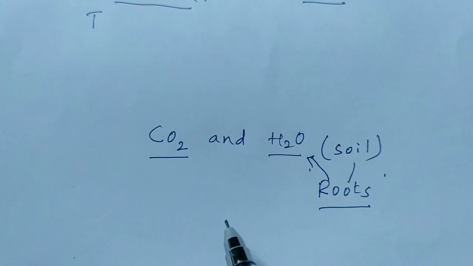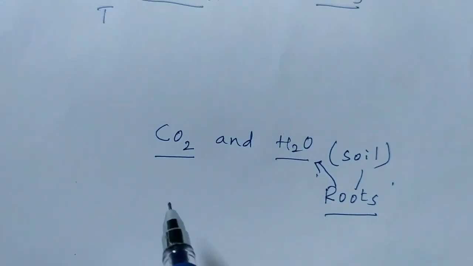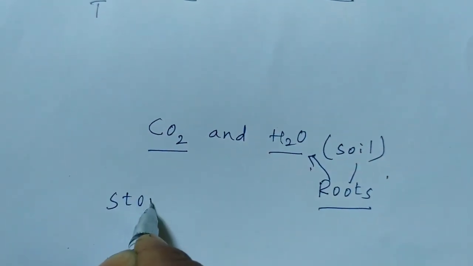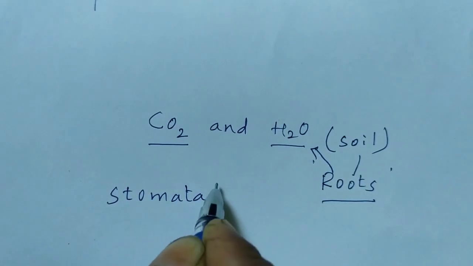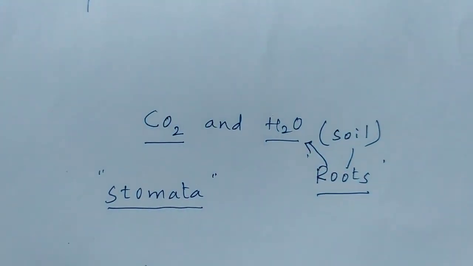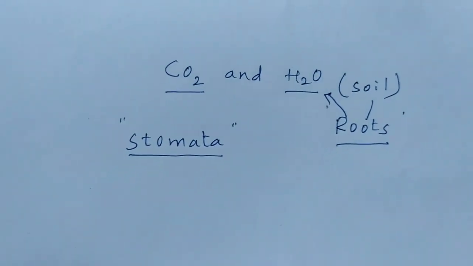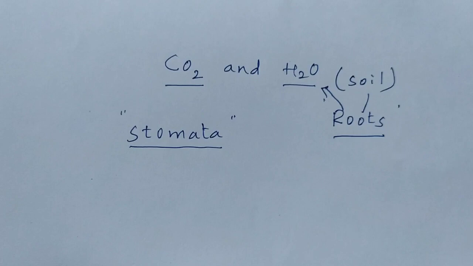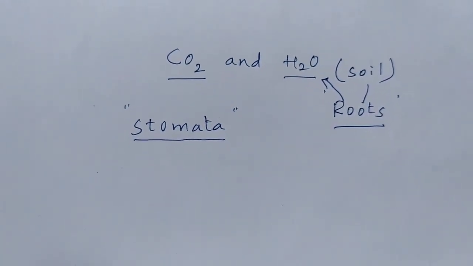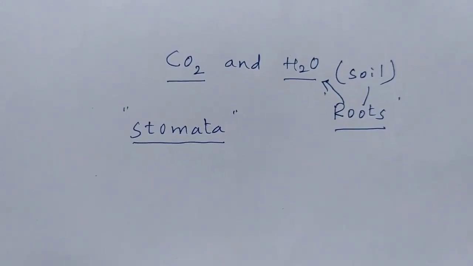How does it enter into the plant? It enters the plant through tiny pores in the leaves. Those tiny pores are called stomata. Carbon dioxide enters into the plant through the tiny pores found on the surface of the leaf. Those are known as stomata. Where are these stomata actually found? Stomata are found on either the upper or lower epidermis of the plants, depending on the habitat of the plants.